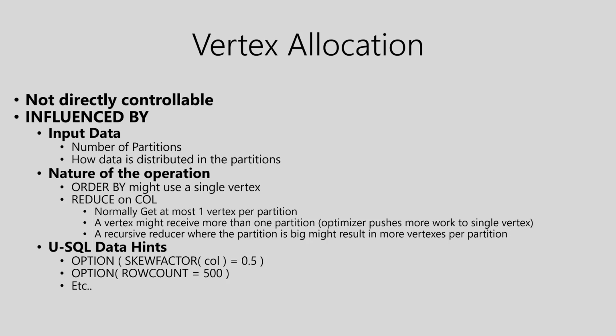Don't want to go over all the hints here, but these are the kind of things you can do. And again, these are hints. The optimizer is free to disregard them because it may receive contradictory hints, or it may just realize your hint is not needed or incorrect in this case. So they're not guarantees that they'll be obeyed, but they definitely will influence the vertex allocation and thus performance.